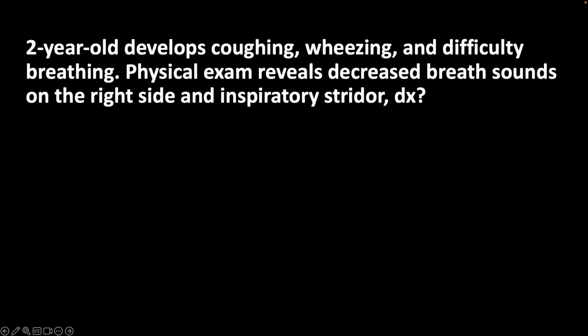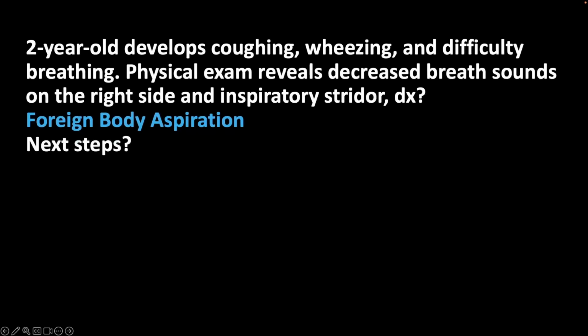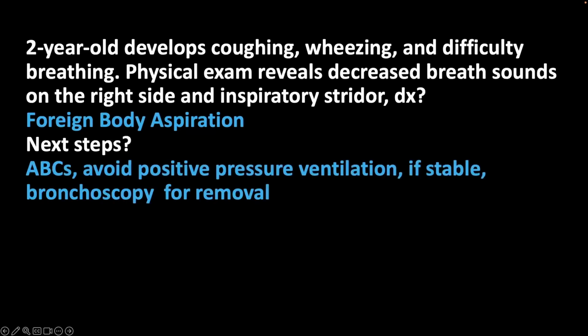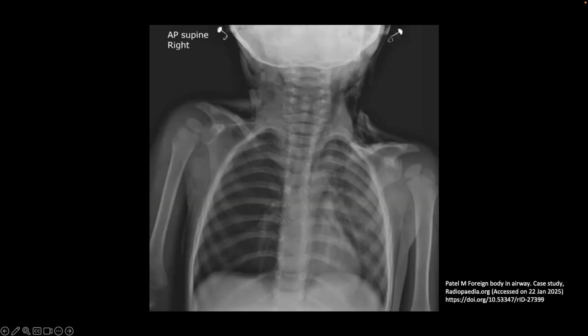Now we have a 2-year-old who develops cough, wheezing, and difficulty breathing. Physical exam reveals decreased breath sounds on the right side and inspiratory stridor. What's the diagnosis? Oh, it's foreign body aspiration. And what are next steps? You're going to want to assess ABCs, avoid positive pressure ventilation, and if they're stable, bronchoscopy for removal.